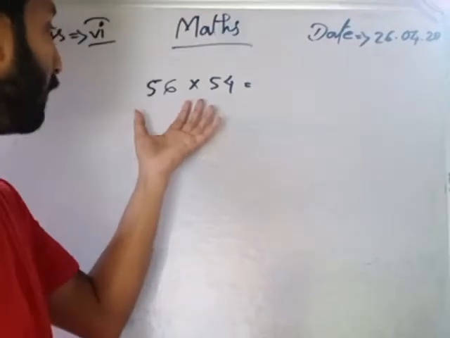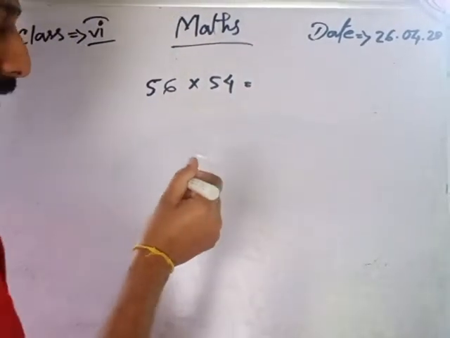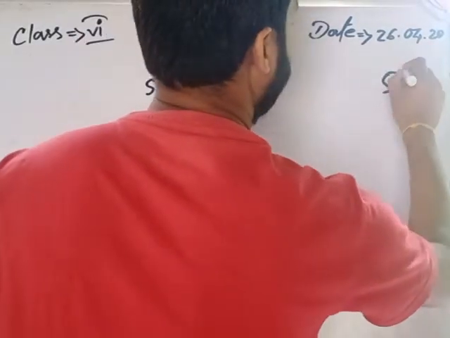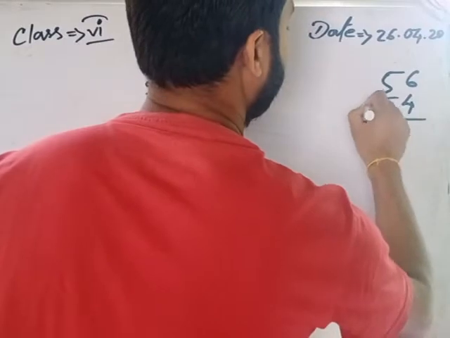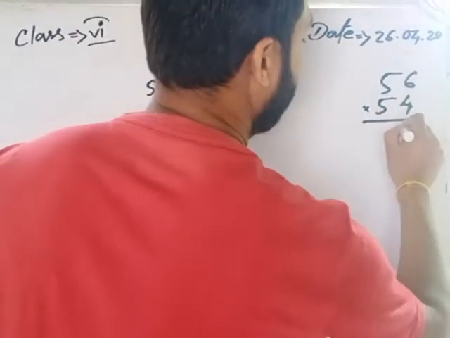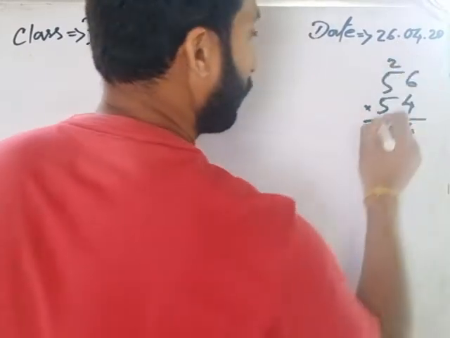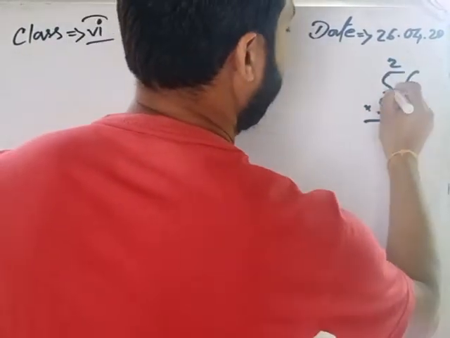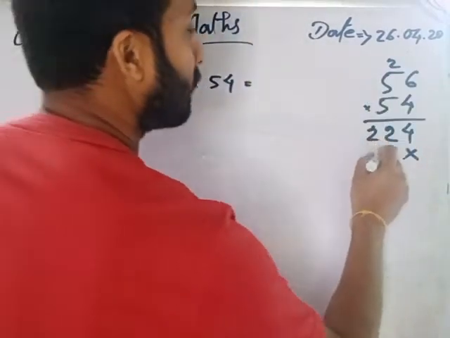Today I will show you shortcut tricks of multiplication. How to multiply? We should multiply with this process. 4 6s are 24. That means we should write here 4, 2 carries to the left. 5 4s are 20 plus 2, that is 22, into 5 6s are 30.